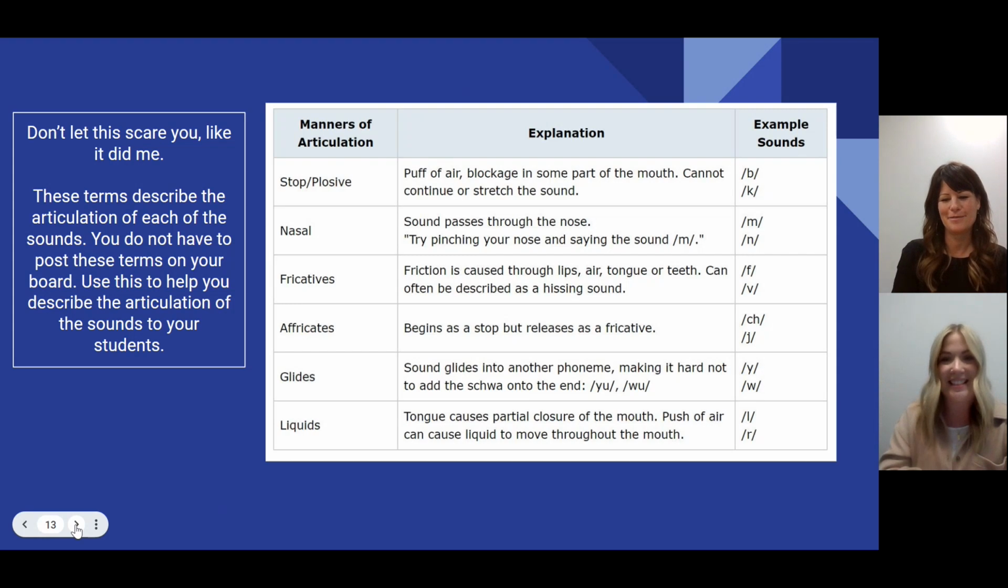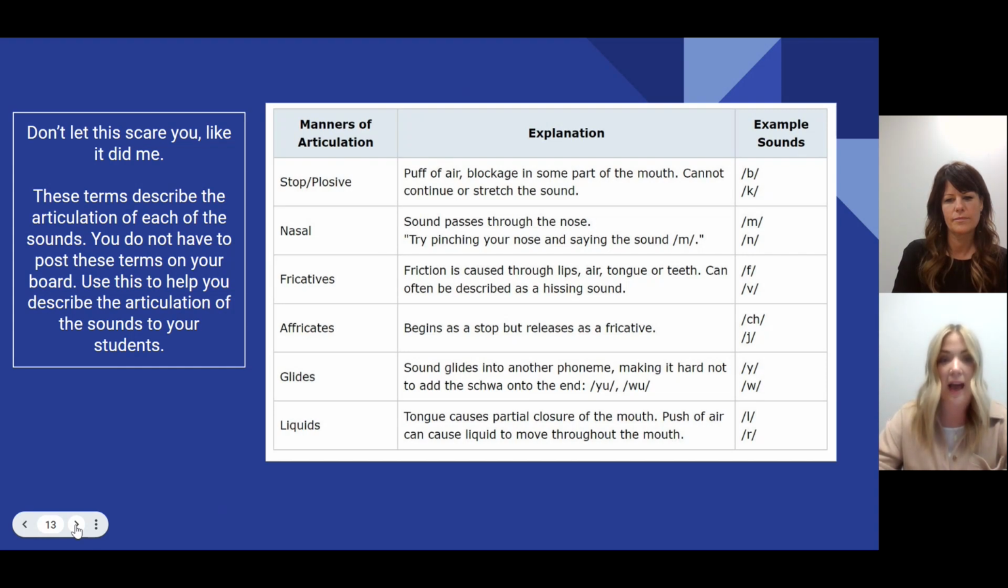You'll feel the vibration as it goes through. These are your nasals. The next group is the fricatives. So this is where friction is caused through the air or through lips, air, tongue, or teeth. And it can often be described as a hissing sound. So there's lots of vibration and skinny air in these sounds, like an F or V sound.